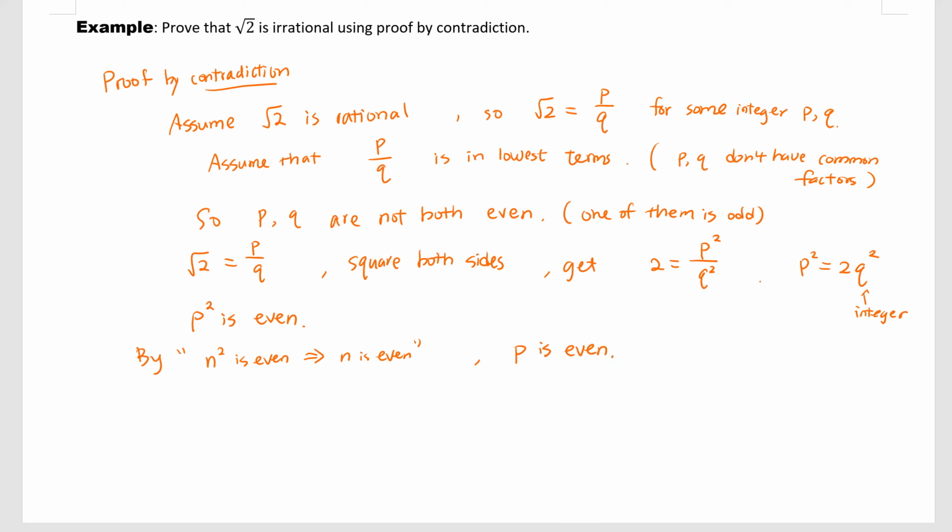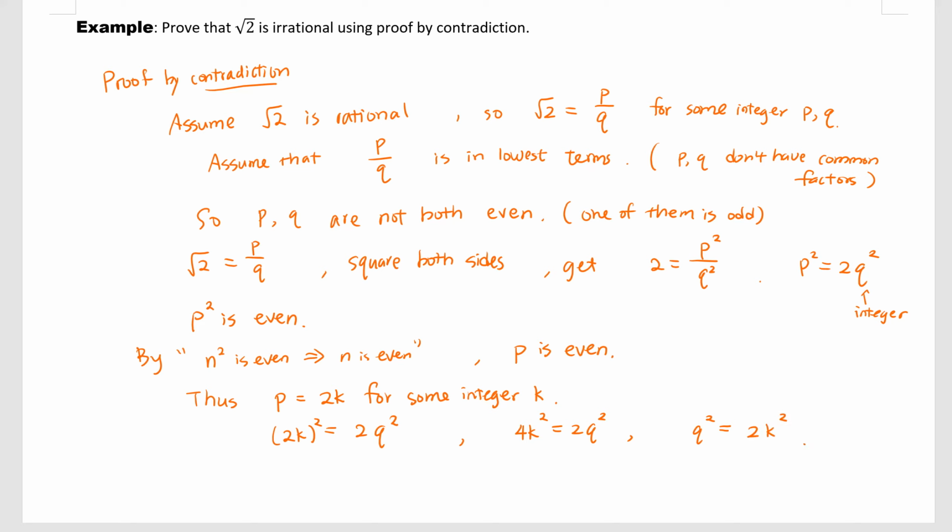So far so good, everybody? Because p is even, we say p equals 2k for some integer k. Now let's plug in. p squared is (2k) squared equals 2q squared. Well, (2k) squared is 4k squared equals 2q squared. We can divide both sides by 2 and switch them, so q squared is on the left-hand side. Then q squared equals 2k squared.